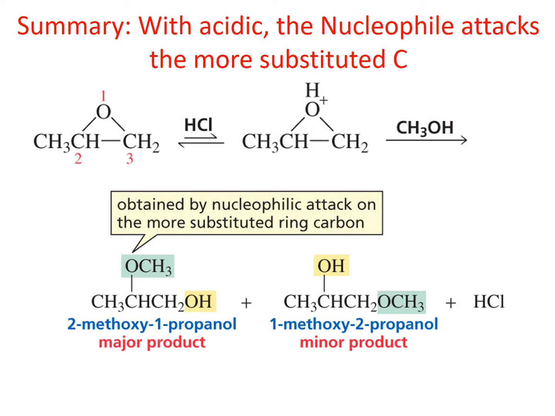Your minor product, which you wouldn't even need to predict if you saw this reaction on a quiz or on homework, you would see the difference here. Our OCH3, our ether, would be on our less substituted position, and our OH is on the more substituted position. So again, minor product when you're operating under acidic conditions. Why is this the case?